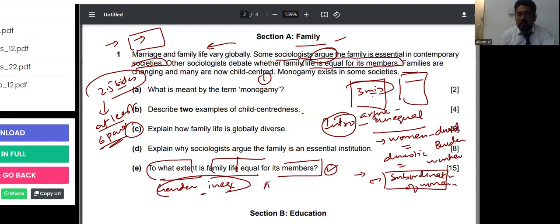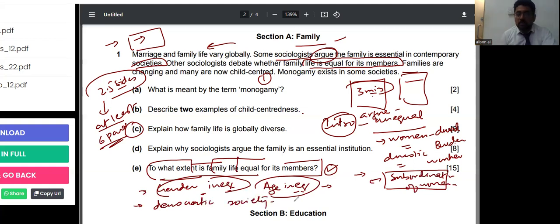Then the second body paragraph, age inequality, for example, the elder siblings get most of the things, each and everything. Then you would be countering it because it says to what extent. So you have to go on both sides. A counter to gender inequality would be what? We have moved towards a more democratic society.